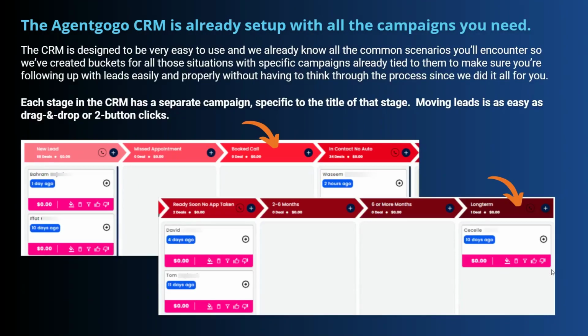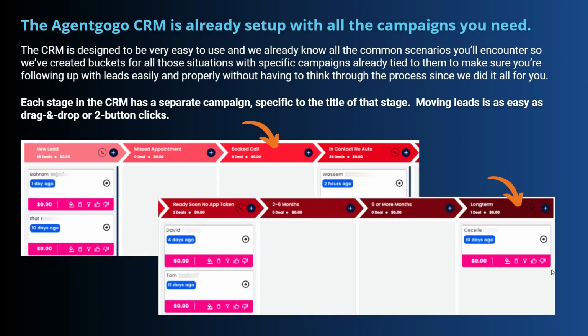The Agent GoGo CRM we provide is already set up with all the campaigns you need. The CRM is designed to be easy to use, and we already know all the common scenarios you'll encounter because we've generated millions of these leads. So we've created buckets for all those situations with specific campaigns already tied to them. Make sure you're following up with leads properly and easily without having to think through the whole process.